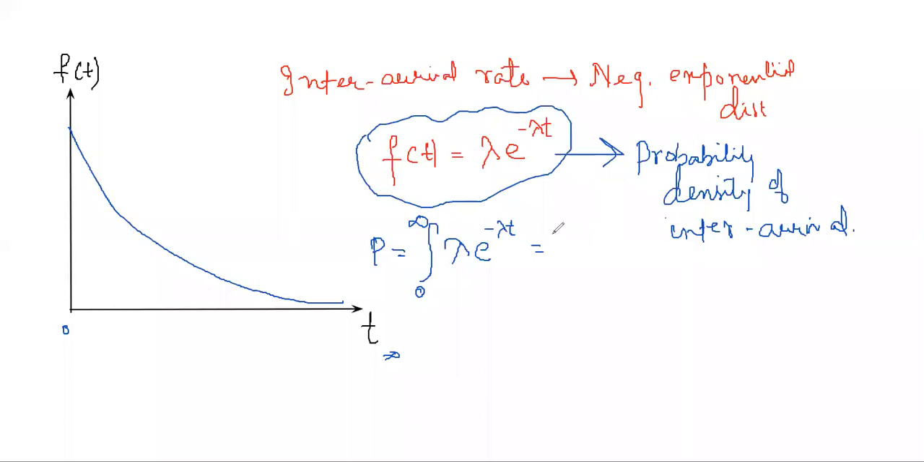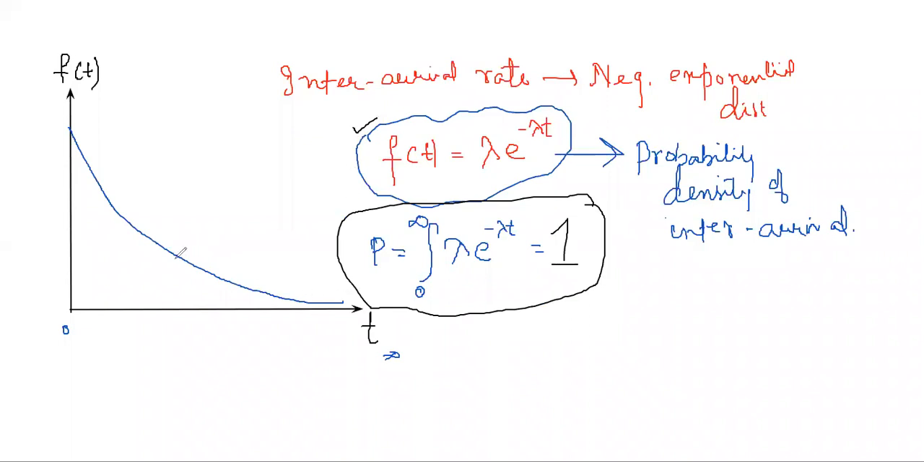I don't know why you are not answering, but this should be equal to 1. This is the probability density function. To find the probability, we need to integrate it within some limits.